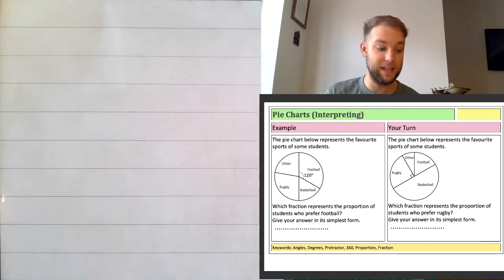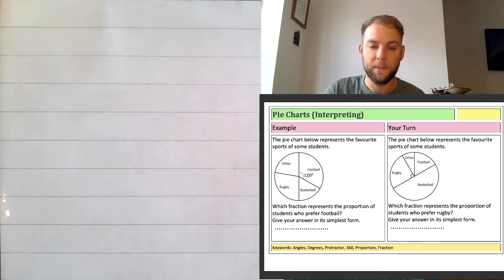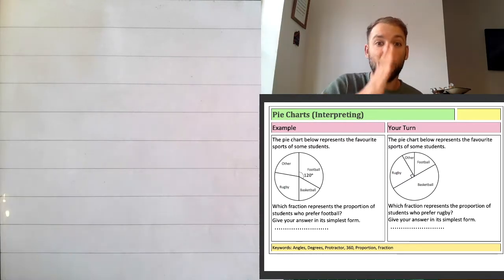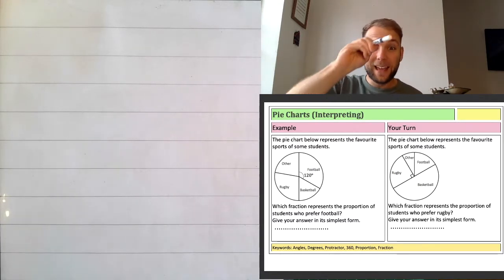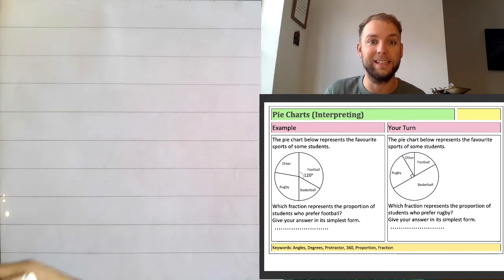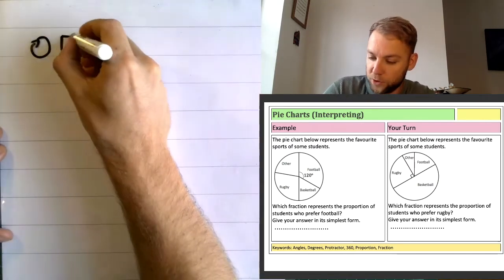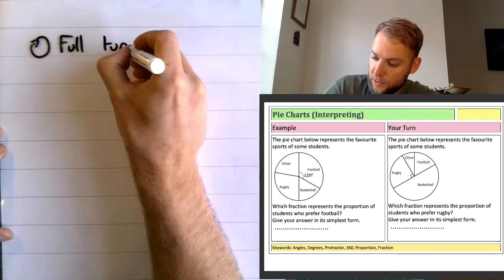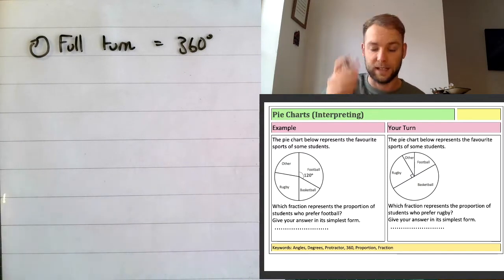Okay, so the first thing we need to think about is the fact that a pie chart is a circle which is split up into sections. Now you need to consider the angles that form a circle. In a circle, the angles that form a full circle, so a full turn, are 360, and this is really important. So we need to know that a full turn equals 360 degrees because we're going to use this when we find out all these angles here.